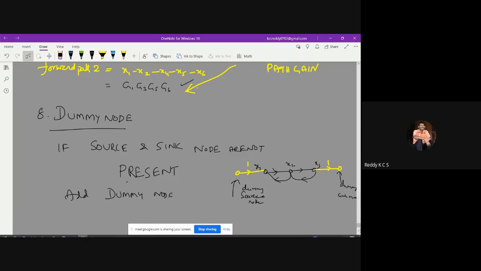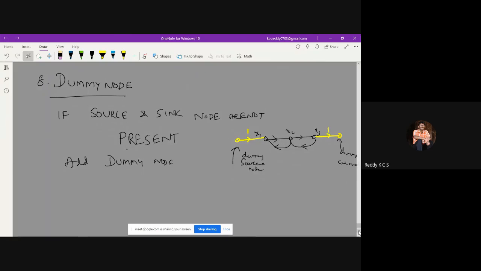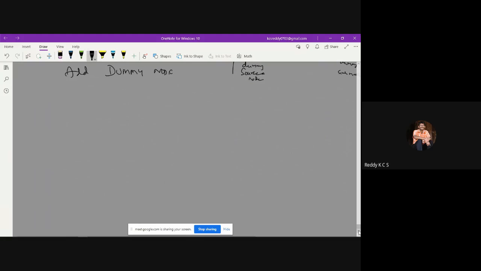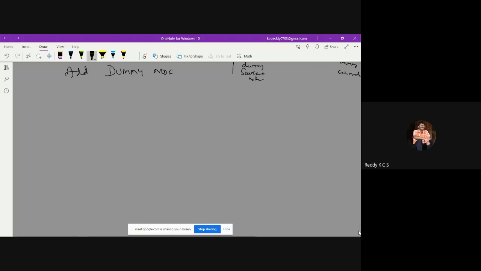And the next one, which is very important, is non-touching loops. These are the terms used in solving signal flow graphs. The ninth important terminology is non-touching loops. So when I say non-touching loops, what is meant by non-touching? Non-touching means it doesn't have any contact.